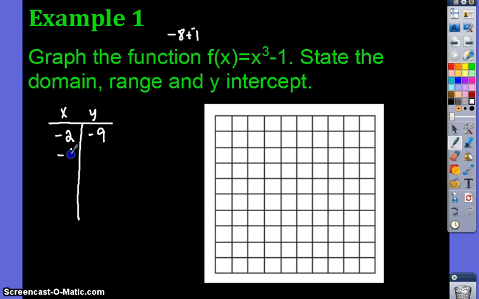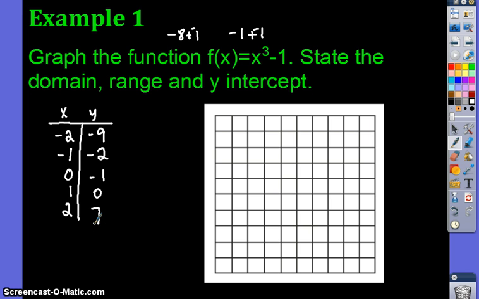When we plug in a negative 1 into this function, we get negative 1 times negative 1 times negative 1, as we do our exponents first. That's negative 1, minus another 1, or plus another negative 1, so that's negative 2. When we plug in 0 into this function, we get 0 times 0 times 0, which is 0, and then minus 1 is negative 1. When we plug in positive 1, we get 1 times 1 times 1, that's 1, minus 1 is 0, and let's just go out one more to 2. We get 2 times 2 times 2, that's 8. 8 minus 1 is 7.